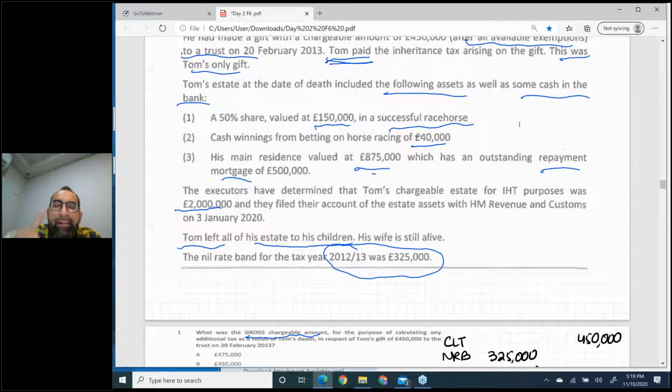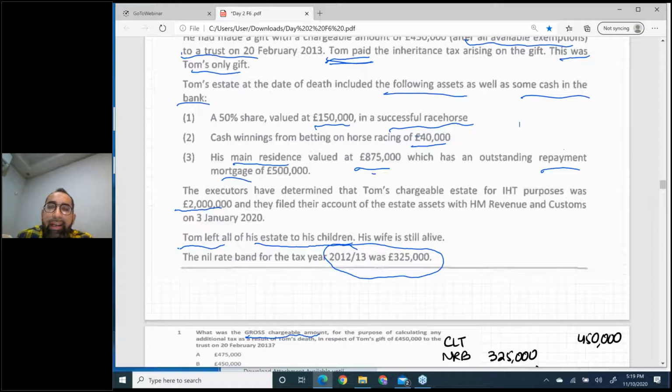Please open your eyes. This guy died on 1st May 2019, that is after 6th April 17. First condition. Number 2, the death estate includes the main residence. Second condition. Number 3, he is giving the main residence to the generation downward.